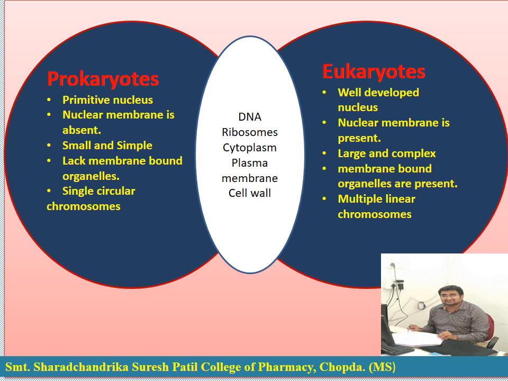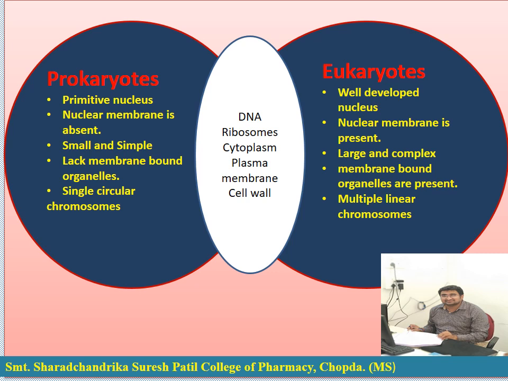Now we will summarize the common structures between prokaryotes and eukaryotes, as we already discussed the differences between them. DNA is present in both types of cells, but in the prokaryotic cell it is circular, while in the eukaryotic cell it is multiple and linear. Ribosomes are also present in both types of cells, but in prokaryotic cells 70S ribosomes are present, while in eukaryotic cells 80S ribosomes are present.